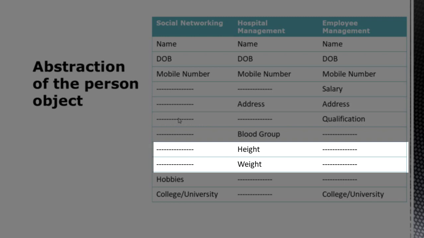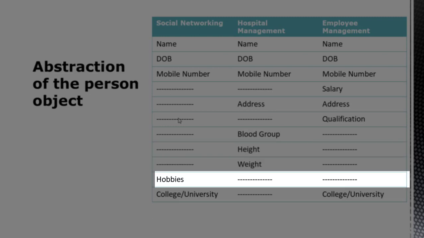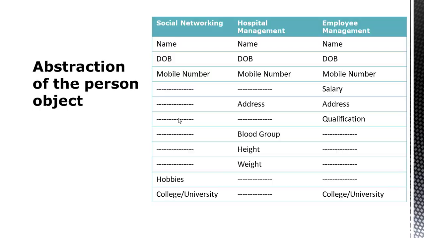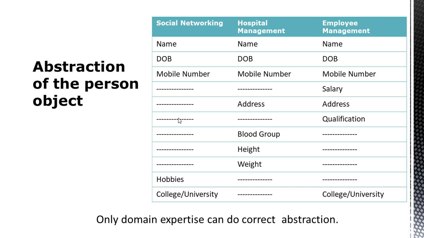Social networking might need hobbies of the person, but the other two will not need it. College or university might be needed in case of social networking and employee management, but not in the case of hospital management. So now we can understand, based on the role the person is supposed to play in these different systems, we select the appropriate attributes, and the same will be done for the behaviors. Only the one who is an expert in the domain can perform correct abstraction.